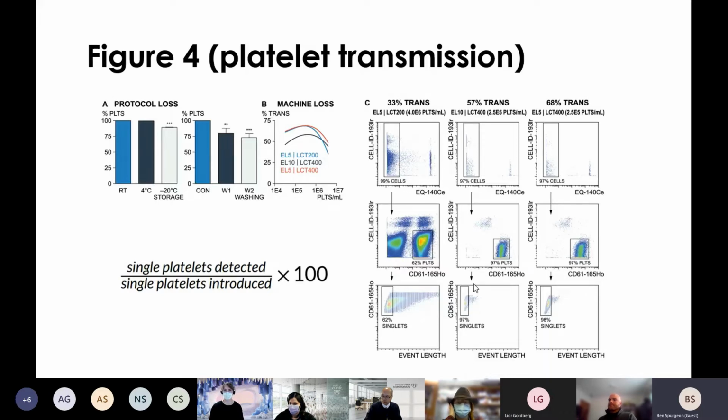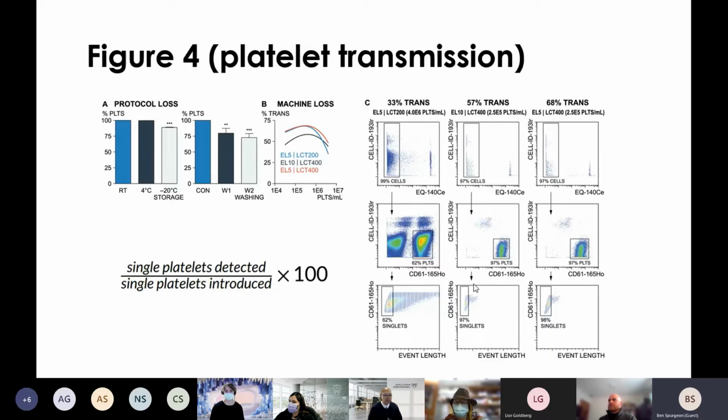And patients with thrombocytopenia have very, very low platelet counts. And these platelet counts can be as low as 2,000 platelets per microliter versus 300,000 platelets per microliter in a normal adult donor. And so in these particular samples, it's important that we were able to analyze as many platelets as possible. So we wanted to optimize our protocol to maximize the transmission and detection of single platelets.